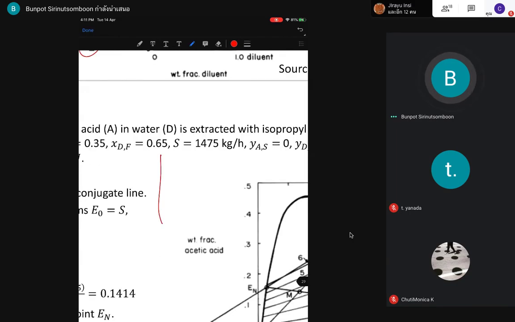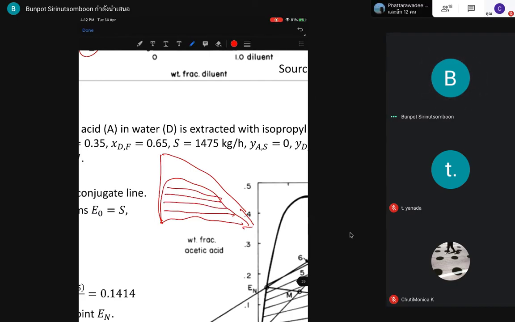From the equilibrium data, you need to be able to draw the solubility envelope, something like this. Then from the solubility data, you can draw many tie lines, maybe something like this. And then from the tie lines, you can draw the conjugate line.